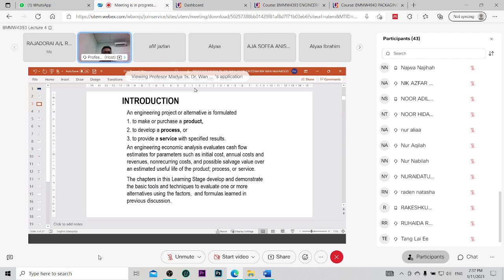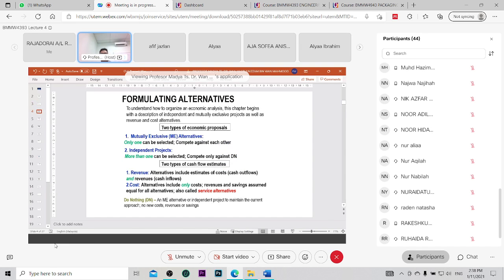So as engineering economy analysis, evaluate cash flow, estimate parameters such as initial cost, annual cost, and revenue, non-recurring costs, and possible salvage value over an estimated useful life of the product. Okay, so far so good?